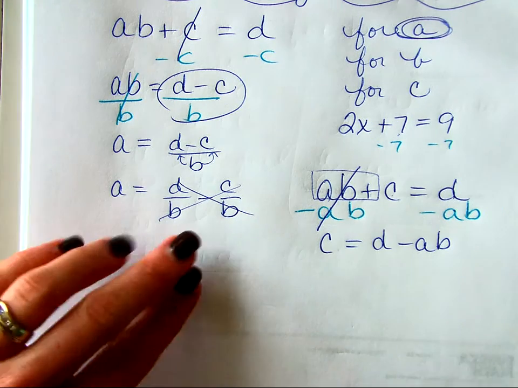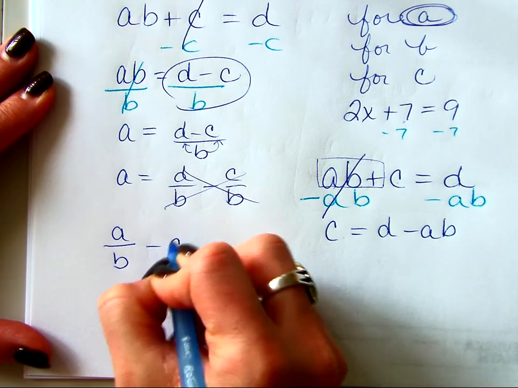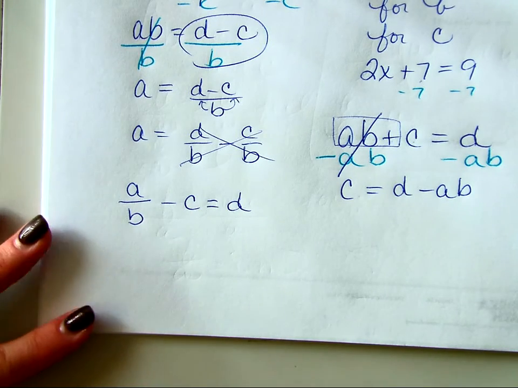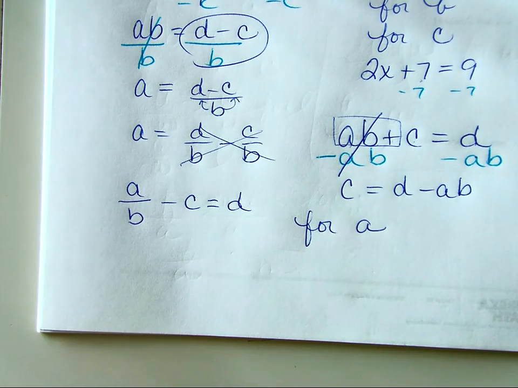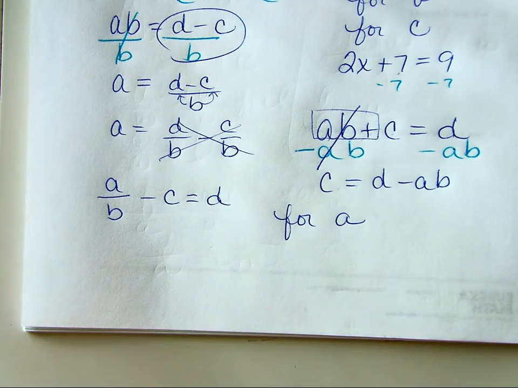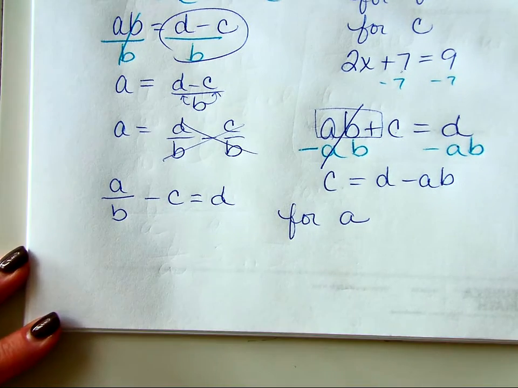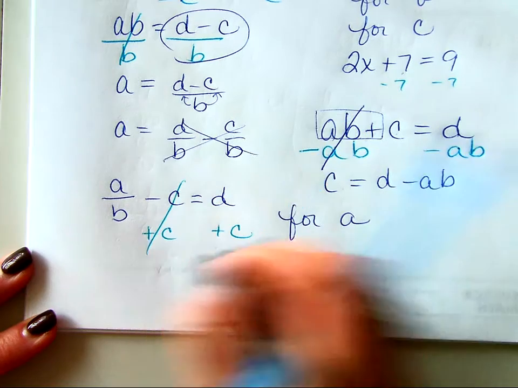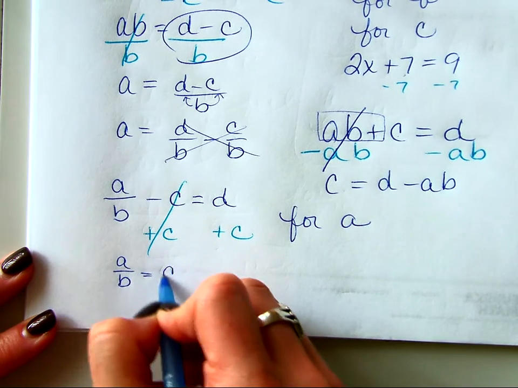Now, if I were to take A over B minus C equals D, let's solve this one for A. So what are you thinking? Always, yep. Add C. Add, good. Add C. That gives me A over B is equal to D plus C.